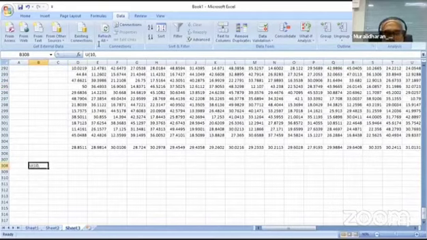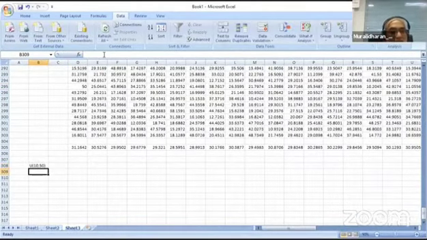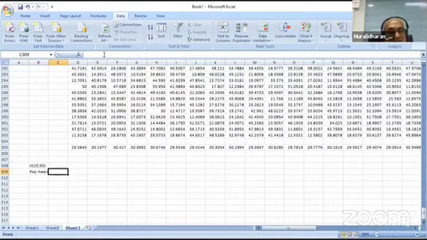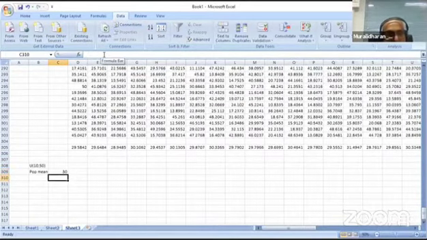Uniform 10 and 50. We know that this is a population. So what is the population mean? So population mean is going to be (A plus B) by 2. That means it is 60 by 2, it is going to be 30. And what is the population standard deviation, SD?